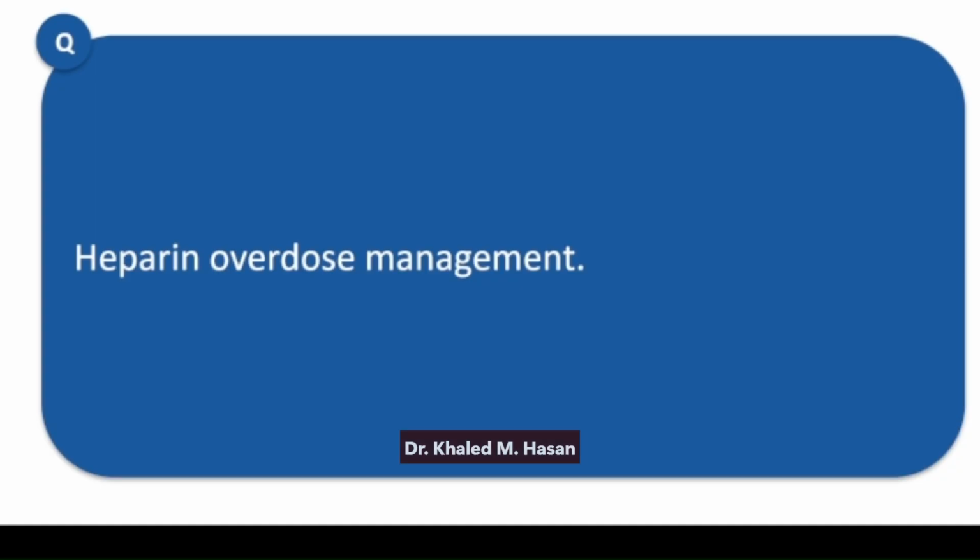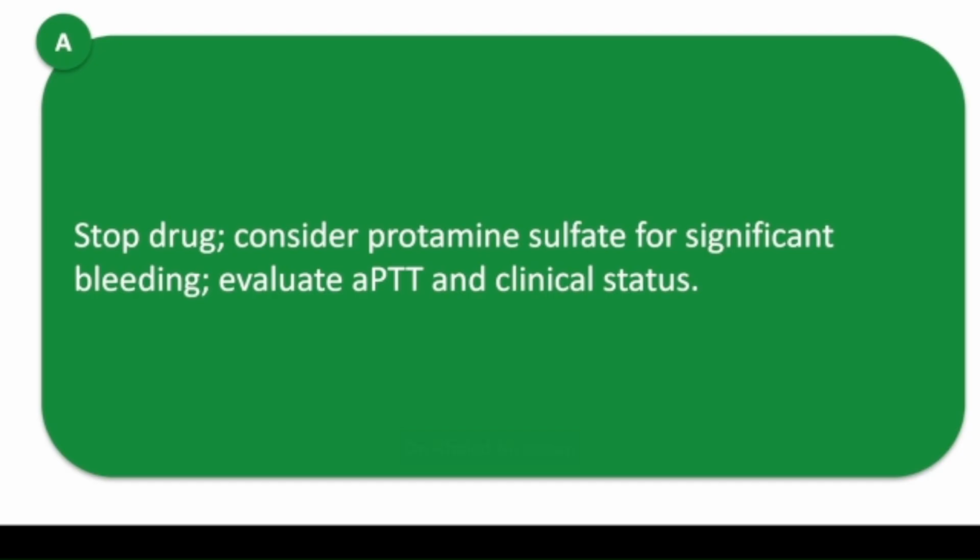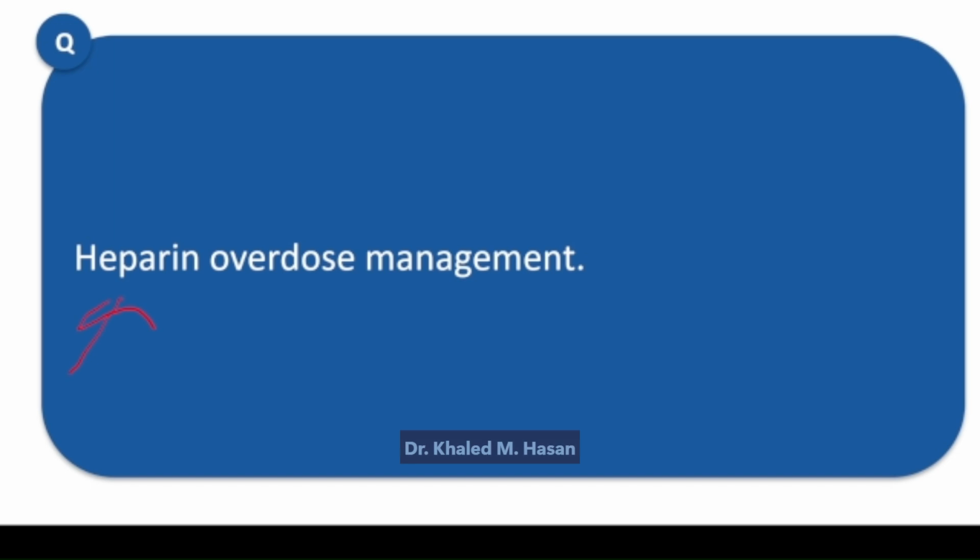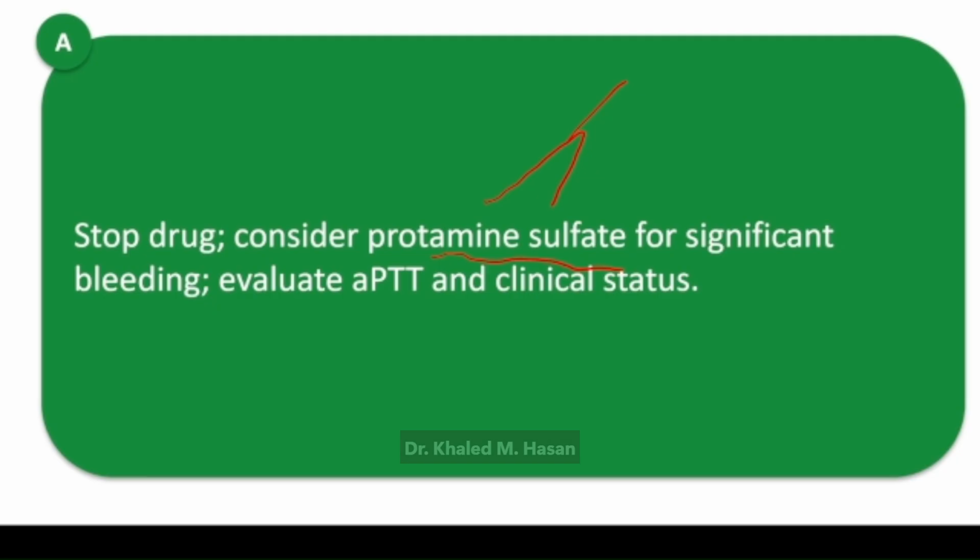Heparin overdose management. Here, how can we treat a patient with an overdose of heparin? The first thing we need to do is stop this medication. The antidote here will be protamine sulfate. Let's repeat what we have covered about the management of heparin overdose or toxicity. First of all, we need to stop heparin and consider prescribing protamine sulfate. We need to evaluate the APTT, and we need to evaluate the patient's clinical status.